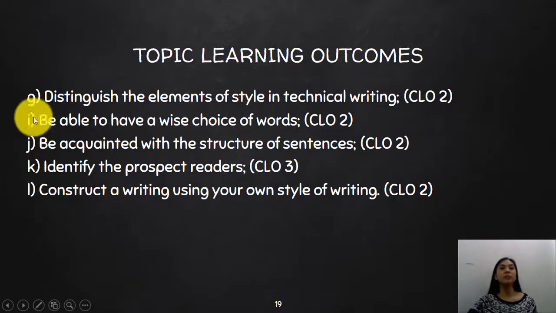So included in the midterm TLOs are: distinguish the elements of style in technical writing, be able to make a wise choice of words, be acquainted with the structure of sentences, identify the prospect readers, and letter E, construct a writing using your own style of writing.